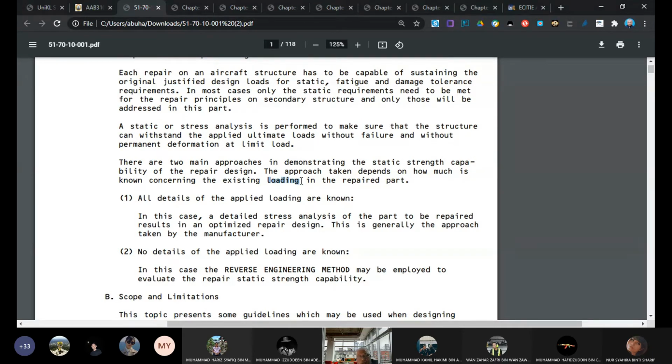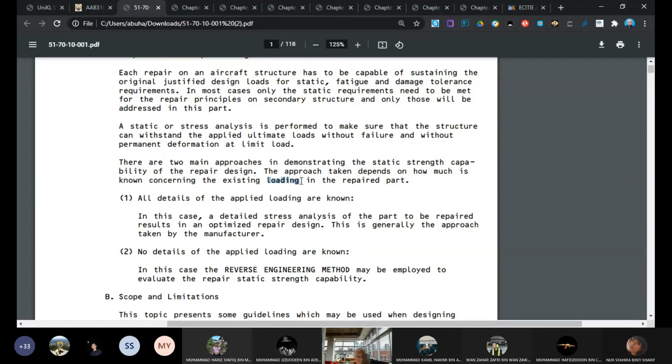So you can see here, one, all detail of the applied loading are known. In this case, detailed stress analysis of the part to be repaired results in optimized repair design. This is generally the approach taken by the manufacturer because they have all the information regarding the loads. Number two, which we always encounter, no detail of the applied loads are known. In this case, the reverse engineering method may be employed to evaluate the repair static strength capability.